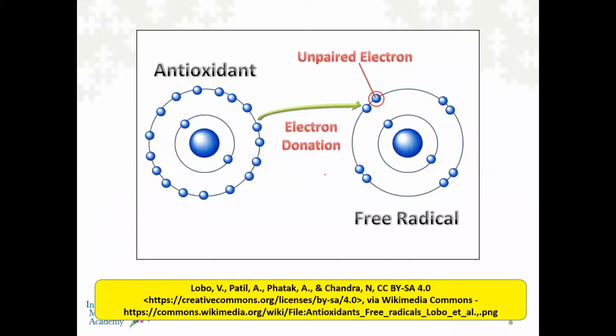And one of the roles of antioxidants is the antioxidant plays the role of donating an electron to a free radical to stabilize it, right? Because it doesn't have that 8 electron, what's called an octet in its outer valence shell. And so it's going to be seeking an electron from something else. But if you take an antioxidant, the antioxidant is just going to donate an electron, make this free radical happy, and so it's no longer damaging to other tissues.